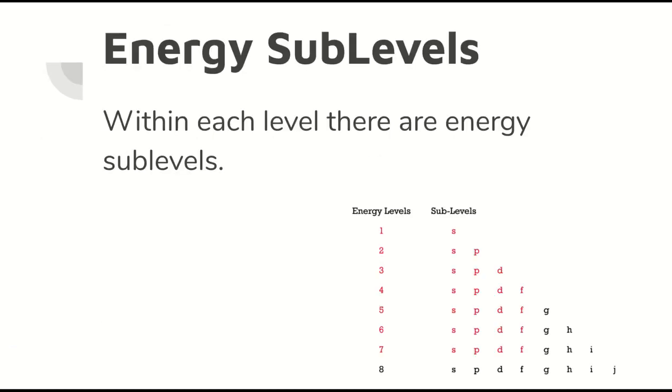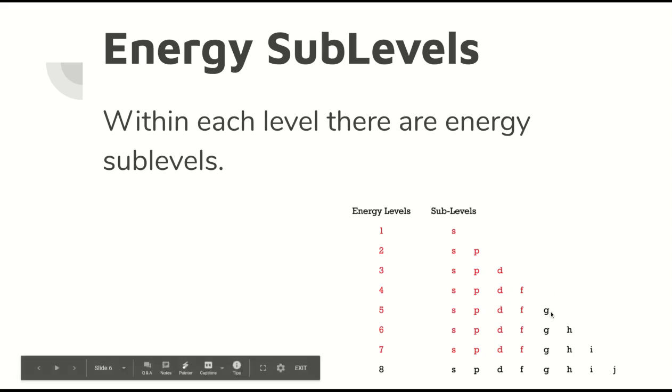Okay, so within each energy level, there are energy sublevels. And so the pattern kind of follows like this. First energy level, one sublevel. Second energy level, two sublevels. Third energy level, three. Fourth, four. Fifth, five, and so on. Now you'll notice that some of these are red and some of these are black.